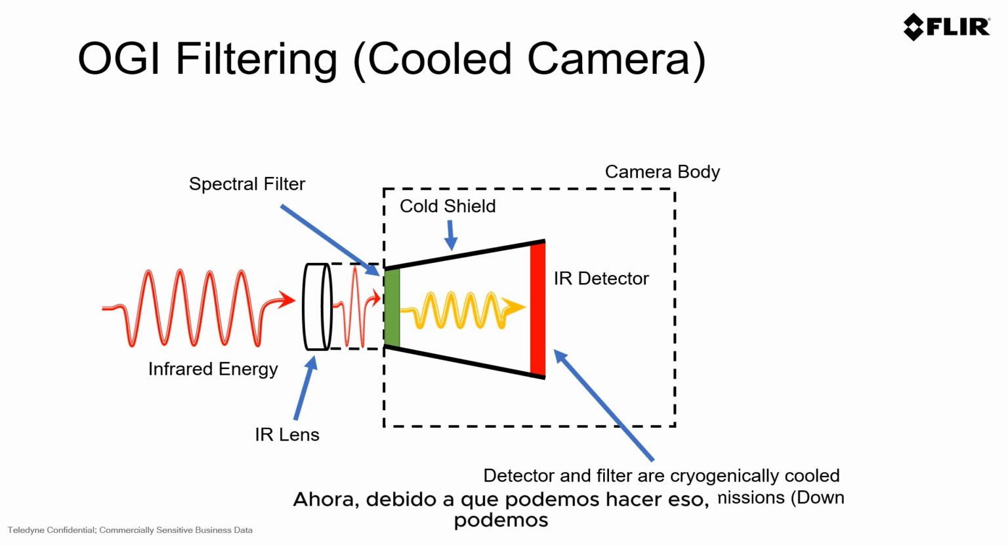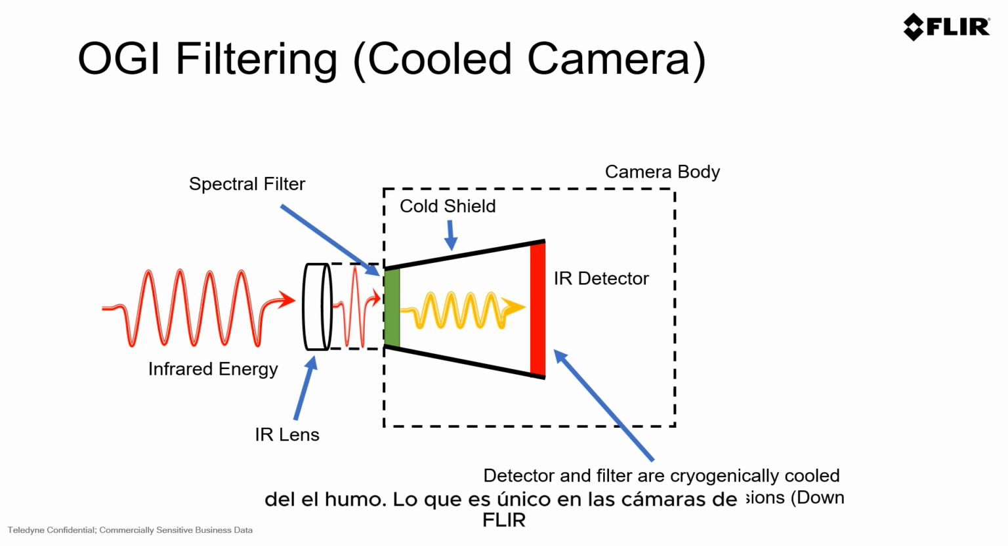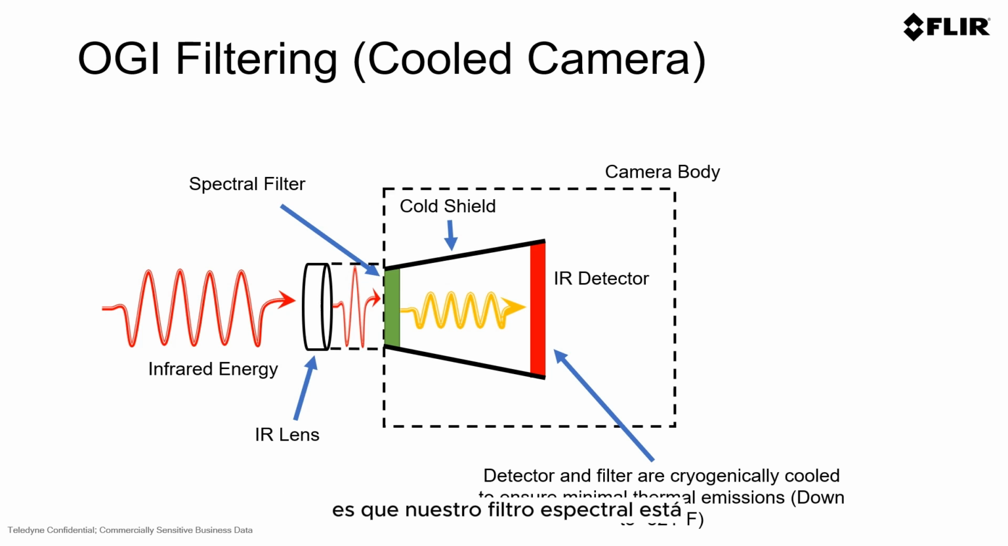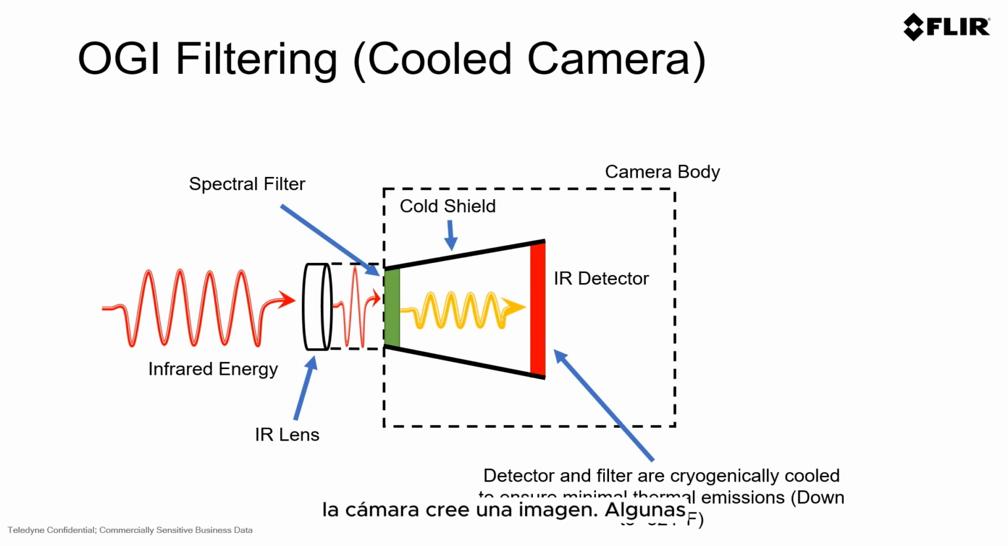Now, because we're able to do that, we're able to block out certain scenarios in that previous example where the gas is present between the camera and a background image, and we can see the gas as smoke. What's unique about FLIR's cameras is that our spectral filter is built into the cold shield. This means that any time you turn on an optical gas imaging camera from FLIR, you know that the camera is operable and will see a gas if present, as long as the camera creates an image. Some cameras in which the filter can be removed or changed may have a problem in your understanding and knowing if that filter is present or if you're using the right filter for the application of interest.